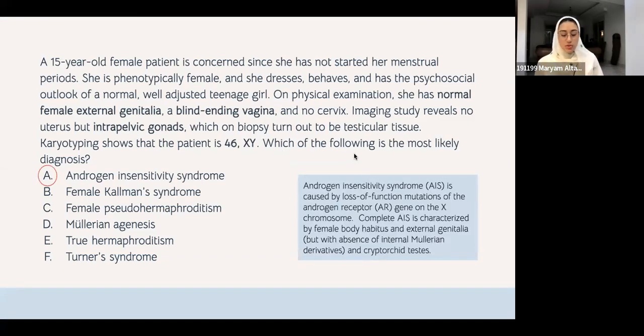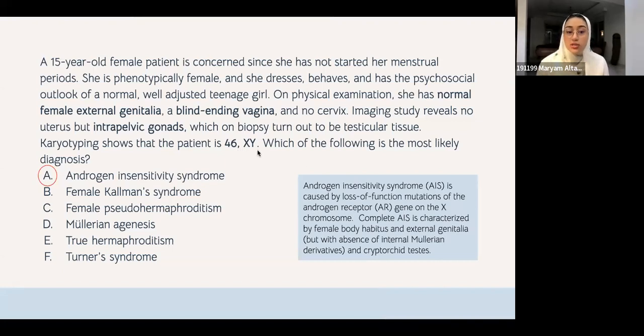Let's see why. So the features here on physical examination, the person looks like a female. Everything about them appears as female. The issue, however, is when we say she has normal female external genitalia, blind-ended vagina, no cervix, intrapelvic gonads. So this is interesting. So her internal genitalia appear to be male but underdeveloped. And this is confirmed by the biopsy that shows testicular tissue. The important thing here is that this patient is 46XY.